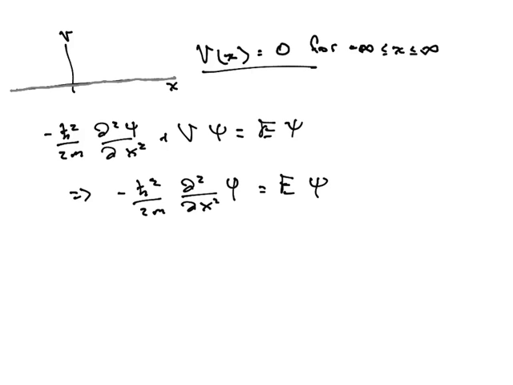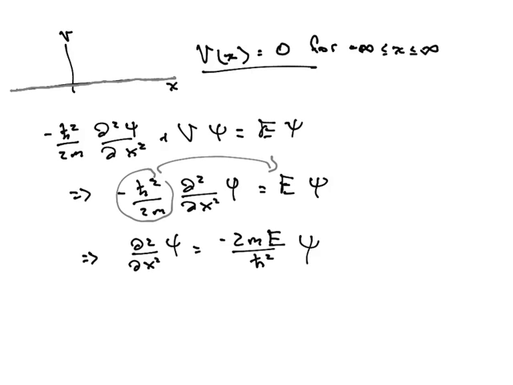Now, what we want to do is solve this equation. This is a differential equation. First step I'm going to do is bring the minus h bar squared over 2m to the other side. So I get second derivative with respect to x squared of psi is equal to minus 2 times m times E over h bar squared times psi. So you see all this stuff, I just brought it to this side, divided it over, in other words. And now I have this equation.